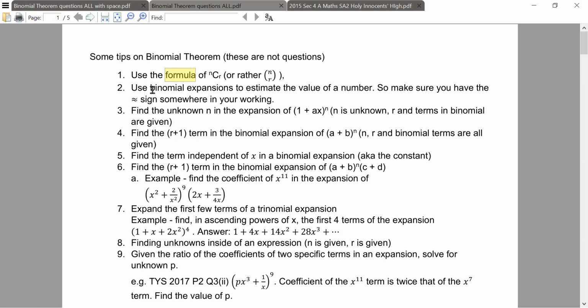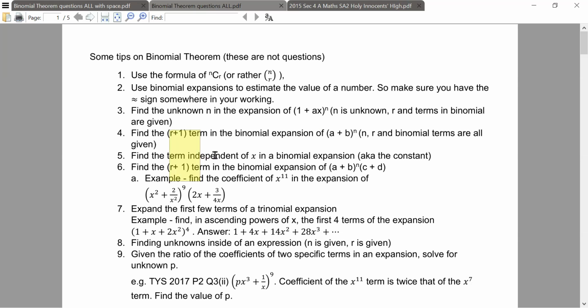Number 2, use binomial expansions to estimate the value of a number. So make sure you have the approximation sign somewhere in your working. I will show you some example questions later. Number 3, find the unknown n in the expansion of (1 plus ax) to the power of n, where n is unknown, and r and the terms in the binomial are given. Number 4, find the r plus 1th term in the binomial expansion of (a plus b) to the power of n, where n, r, and the binomial terms are all given.